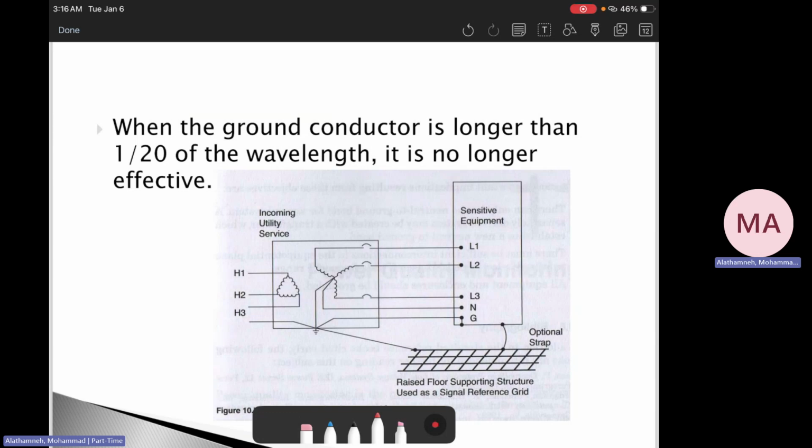Okay, so at high frequencies, conductors behave like transmission lines. The rule of thumb shown here is that when a grounded conductor is longer than about 1/20 of the wavelength, it stops behaving like a simple short connection. So a long ground wire from a sensitive device to a remote ground point might actually be useless, or the ground can be useless for high frequency noise.